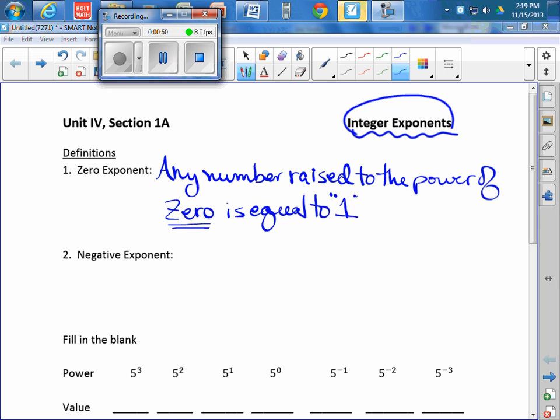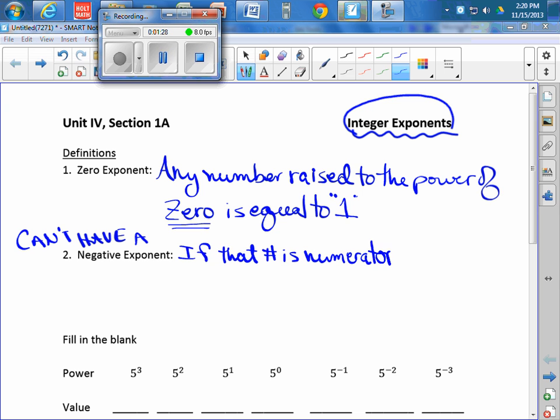Another thing we need to keep in mind as we work with exponents is that we can't leave a negative exponent as an answer. We cannot have this. So if we can't have a negative exponent, what do we do? It's very simple. Don't think about it. Just do this. Anytime you have a negative exponent, if that number raised to the negative exponent is in the numerator, switch it into the denominator and you make the exponent positive.